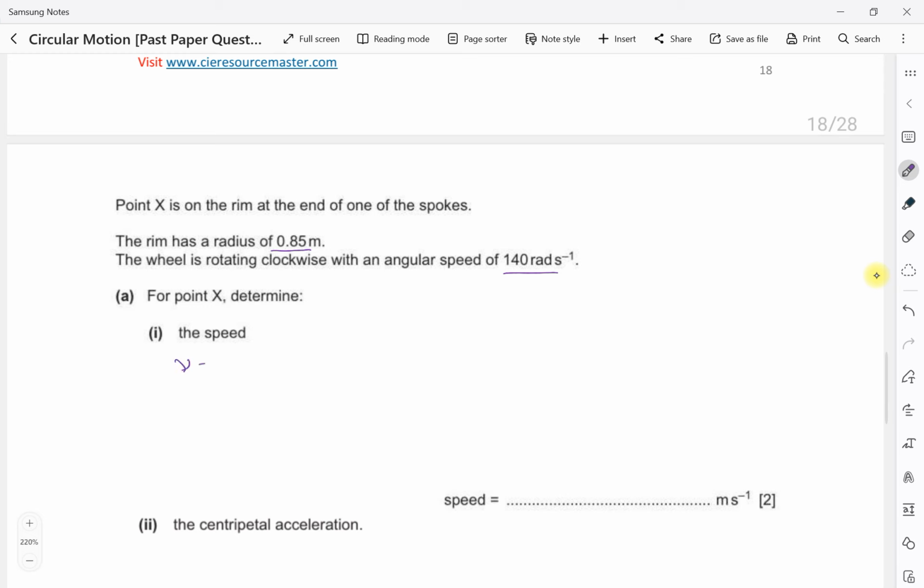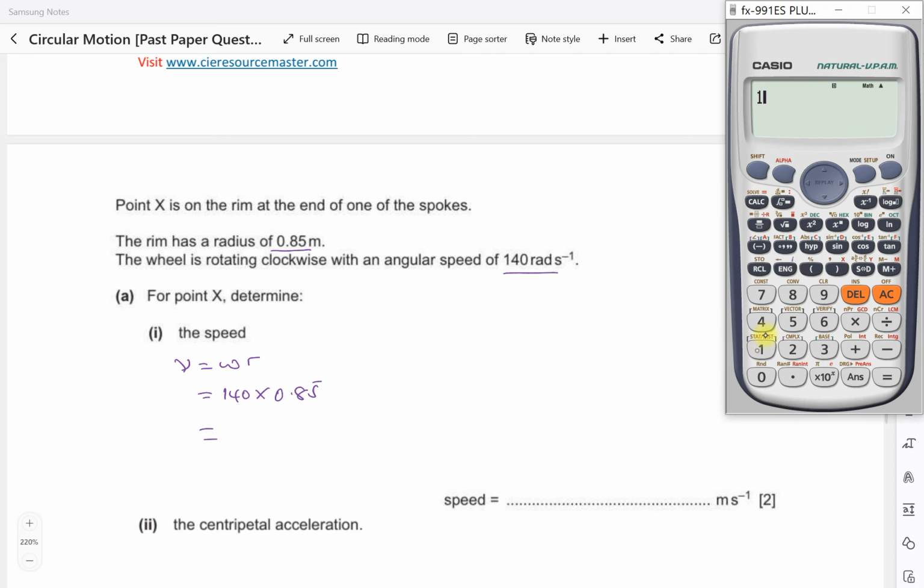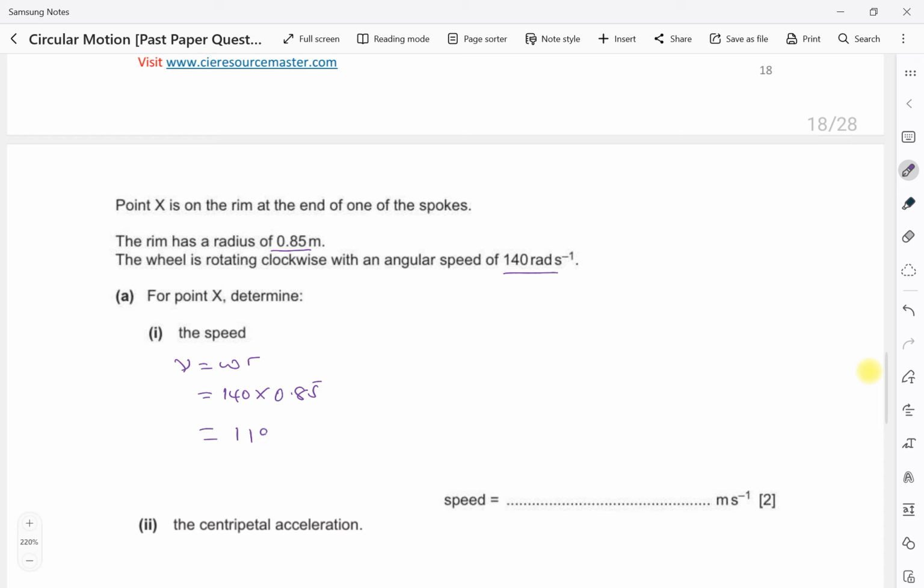So we know that the speed is equal to angular velocity times r. The angular speed is 140 times the radius, which is 0.85. This gives us 140 times 0.85. That's 119 meters per second, or right here 120.